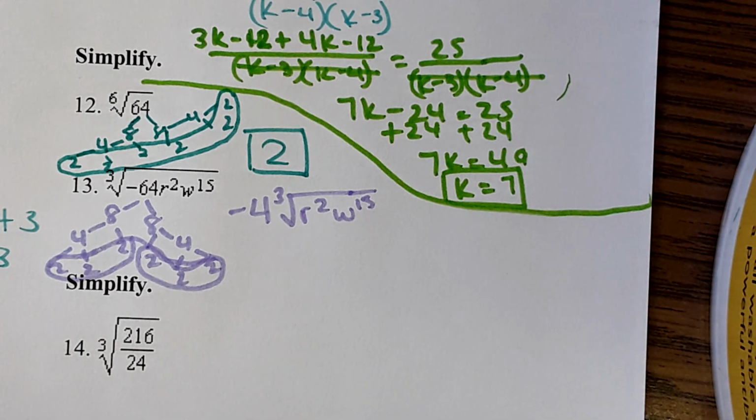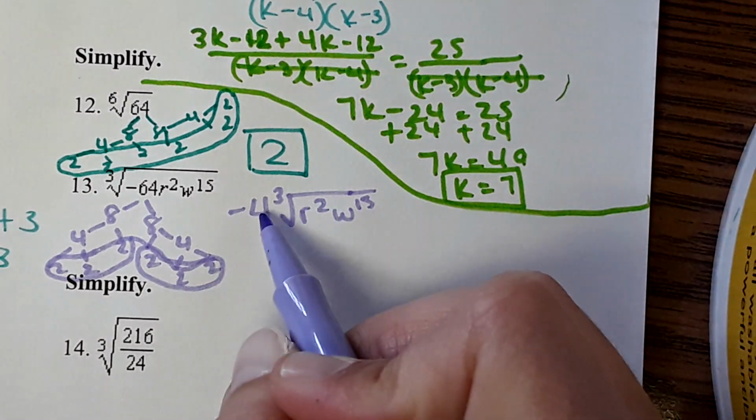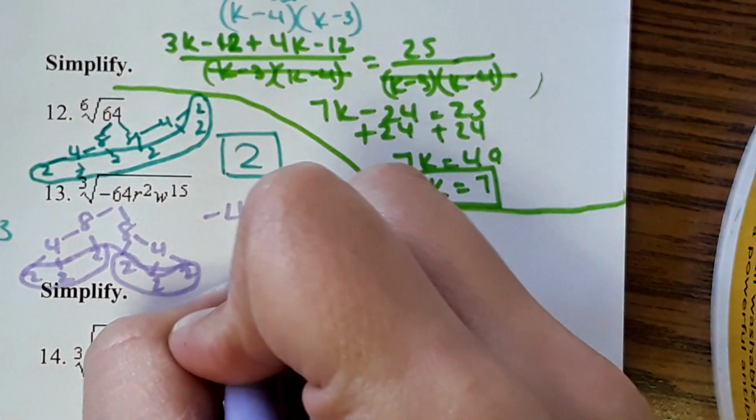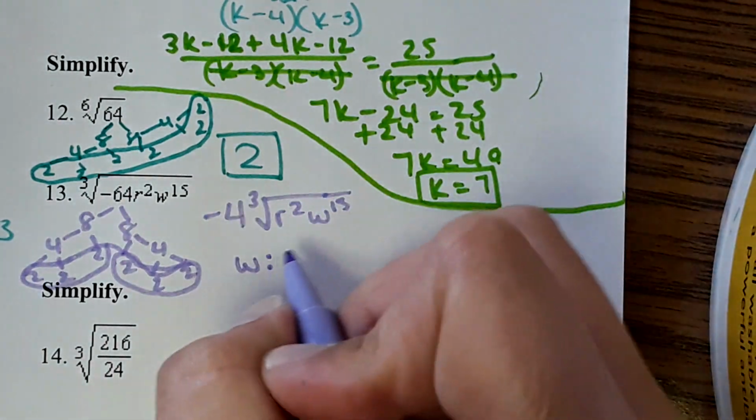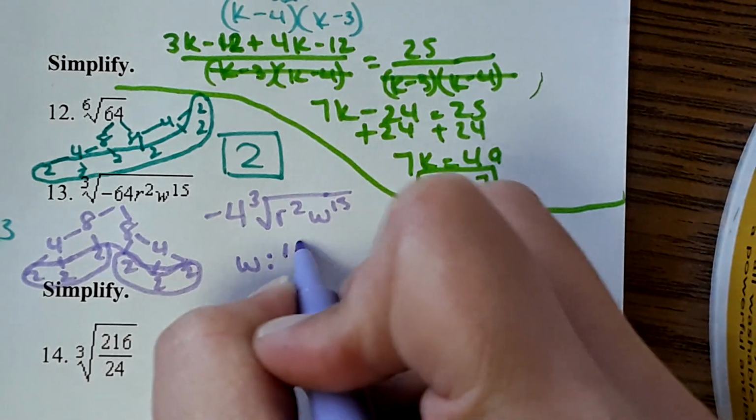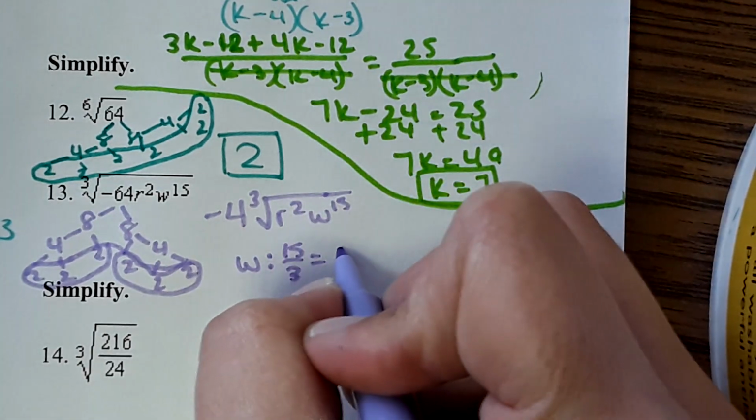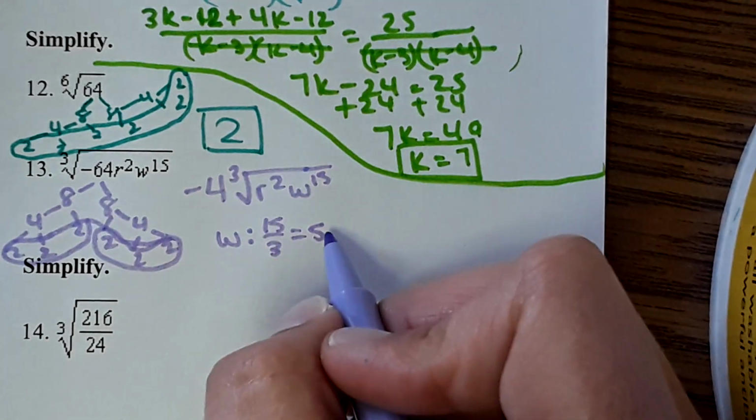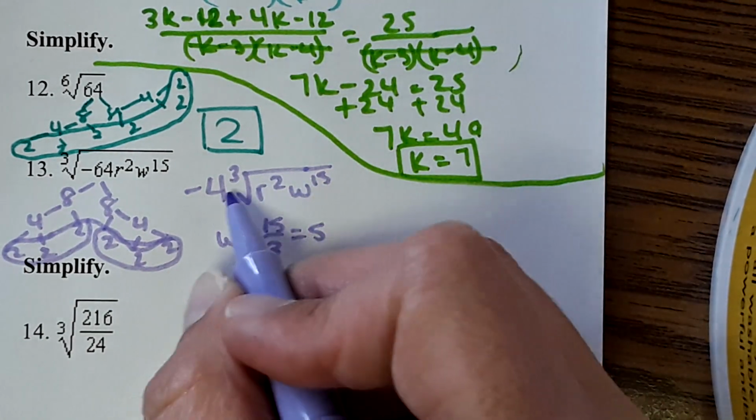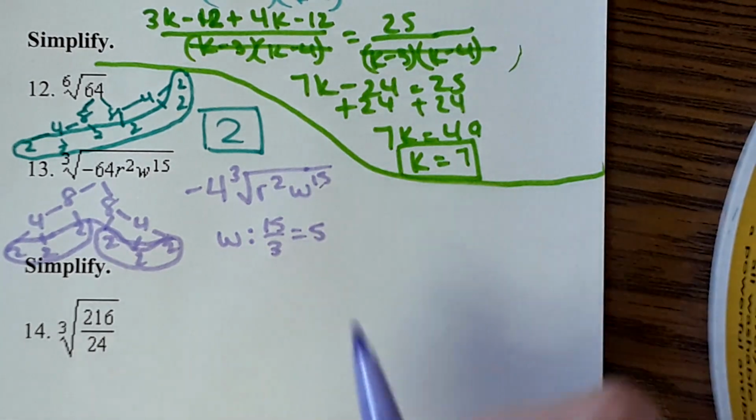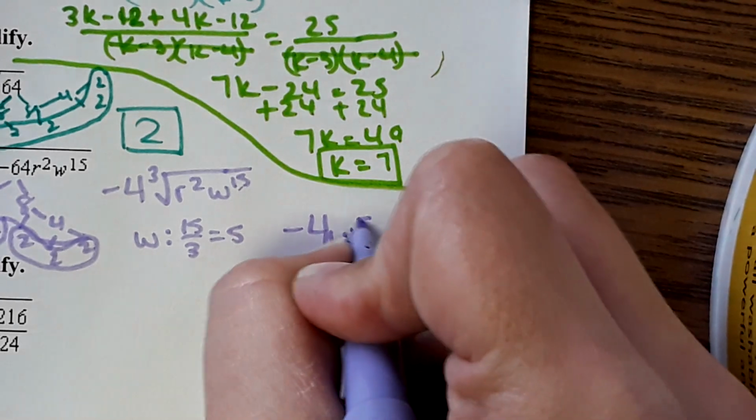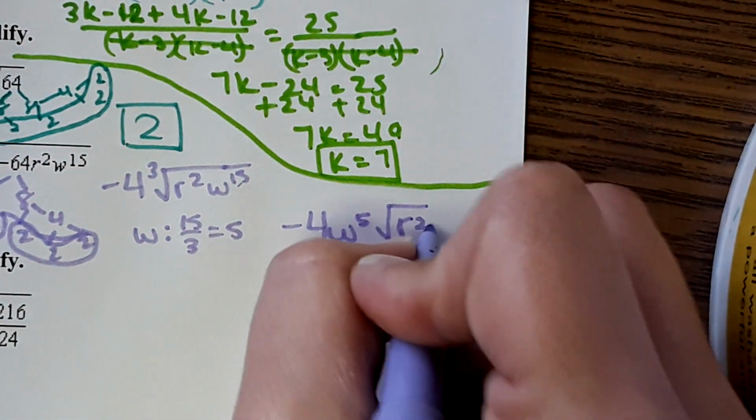Okay. So the r squared we actually can't take out. If there was r cubed, we could take it out and put 1 r on the outside, but there's not enough. But for the 15, let me just review what we did when we learned this. We would take this number and put it over 3, 15 over 3, and we got 5. So we're going to take w to the 5th power and put it out here. If there was a remainder, then we'd take out w to the 5th power and then leave the remainder inside. So negative 4 w to the 5th power, and then leave r squared inside.